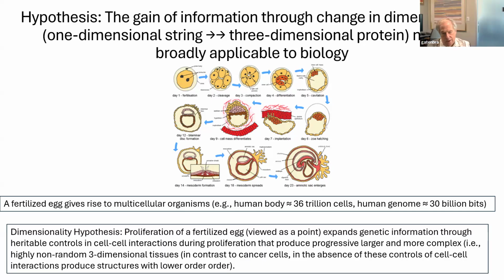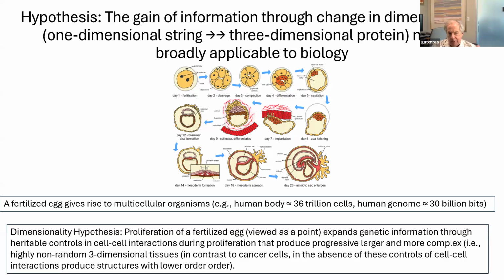So in theory, the amount of information in the egg gives rise to the body, but there's a mismatch. I mean, the human genome is very large. It's 30 billion bits, but the human body contains 36 trillion cells, and that requires an enormous expansion of information. And so where does that come from?